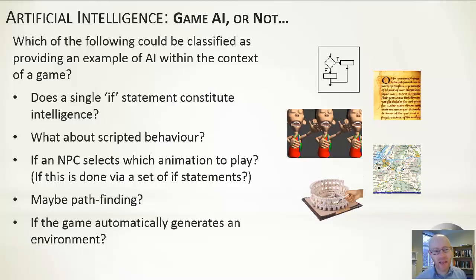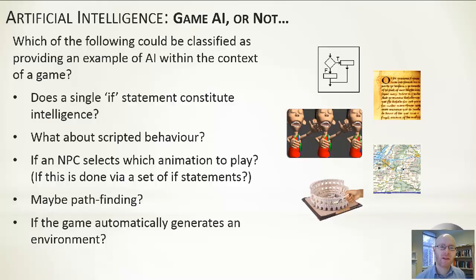In terms of these things, an if statement seems to be a little bit too simple, not sufficiently grand to constitute AI. Scripted behavior is just going through one step after another step after another step. Now, we said if it's perceived, if it gives the appearance to the player, then it would constitute game AI, and it probably would in that case. But if the player sees it a lot of times, then it's going to lose its impact. An NPC selecting which animation to play, even if we use a series of if statements, we assume the combination of deciding what is the appropriate animation. That seems to be, yes, that's game AI.